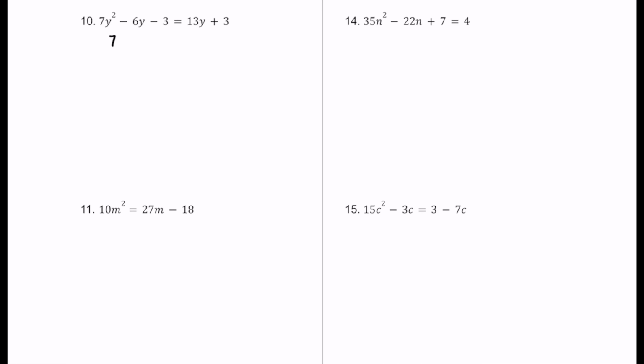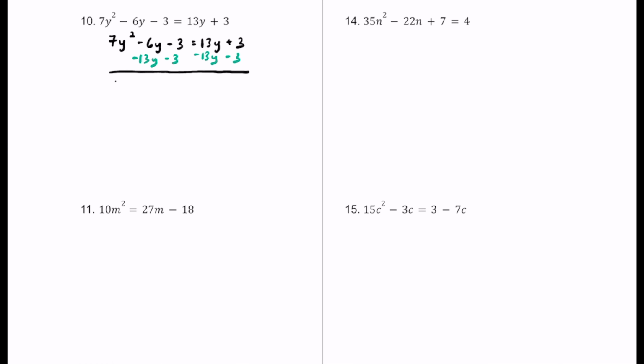For number 10, we have 7y squared minus 6y minus 3 is equal to 13y plus 3. Okay, we got to make this equal 0, so let's go ahead and take away 13y, take away 13y on the left side. Let's go ahead and also take away positive 3 and take away 3 on the left side.